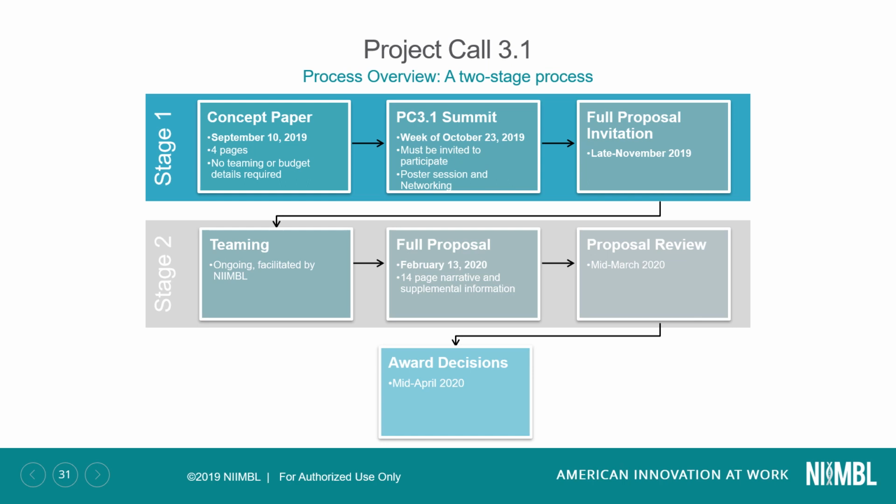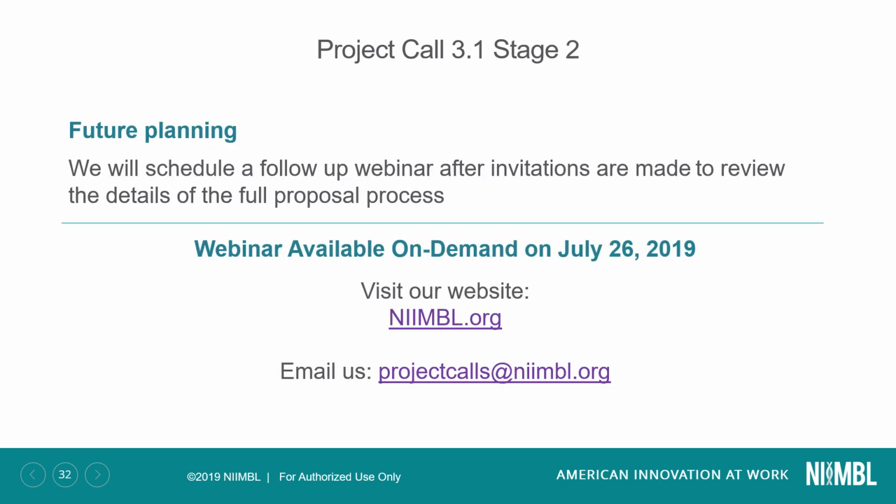Full proposals are due by the 13th of February. As we mentioned on the previous slide, all members of the team, no matter which project call you're responding to, whether it's 3.1T, W, or G, all members of the team must be NIMBL members in time for that full proposal submission. And then we go through our review stages and our final award decisions, which are targeted for mid-August of next year, and we'll again provide more details closer to the time, particularly for those teams who have been selected for full proposals.